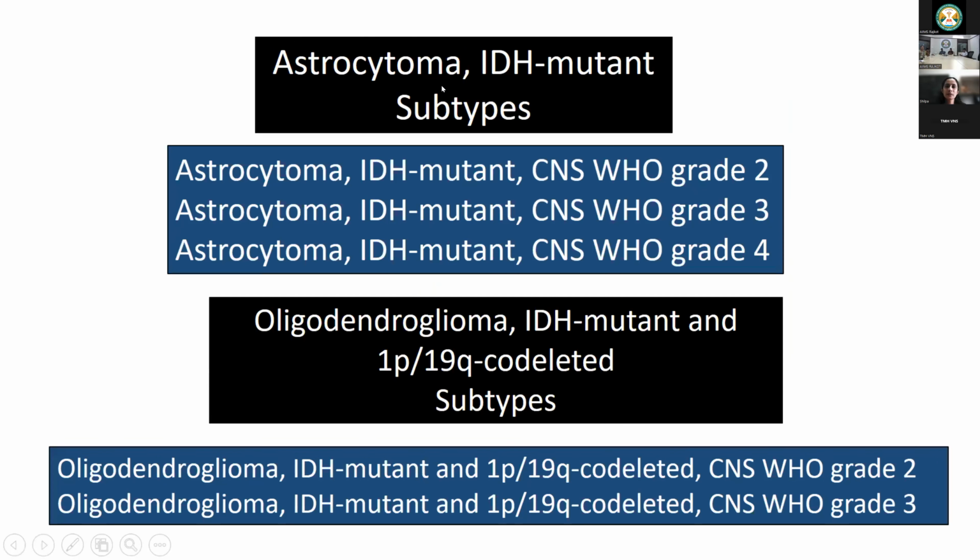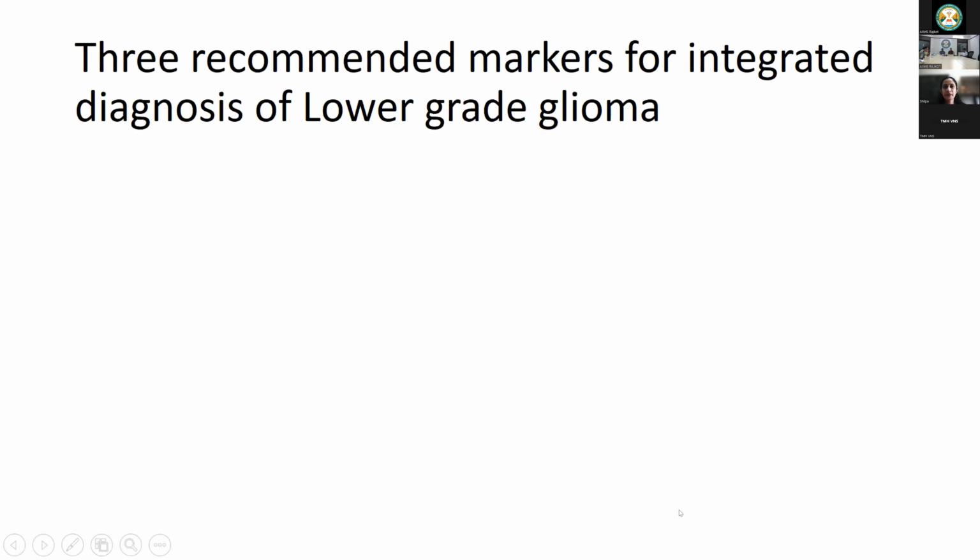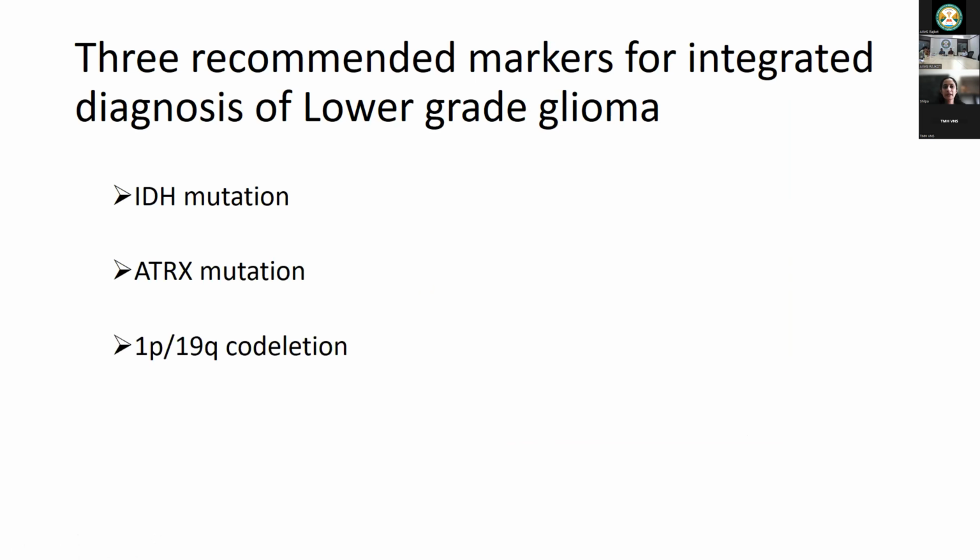Amongst the astrocytoma IDH mutant, we have three grades, that is grade 2, grade 3, grade 4. In oligodendrogliomas, you have only two grades, that is grade 2 and grade 3. Note that there is no grade 4 in oligodendroglioma. So what are the three important markers for diagnosing any lower grade glioma, which is a diffusely infiltrating tumor? You need to look for IDH mutation, ATRX mutation, and 1p19q codeletion.